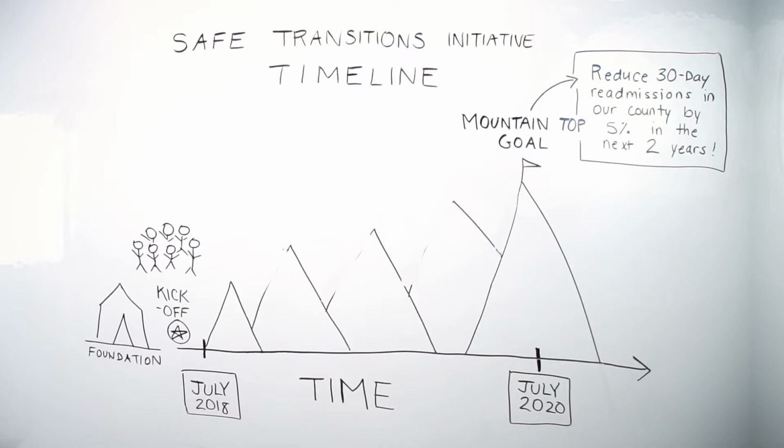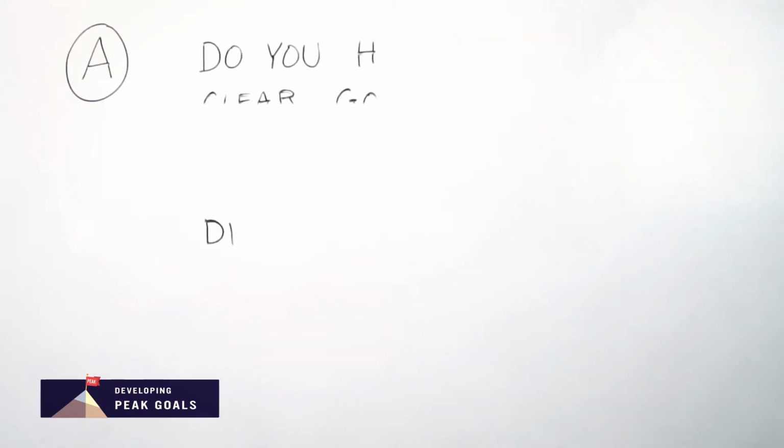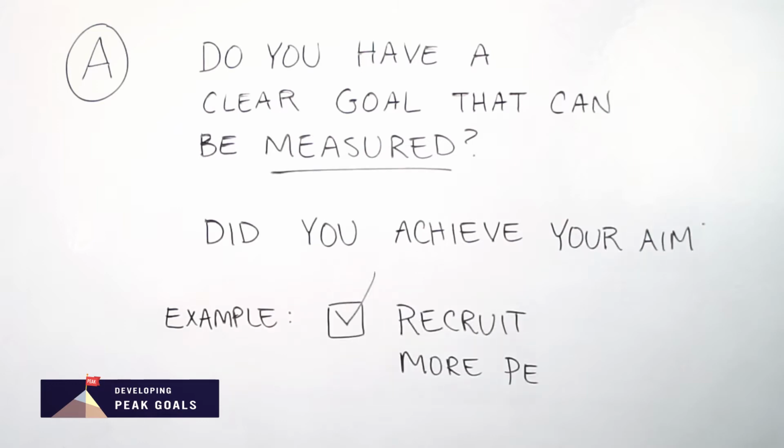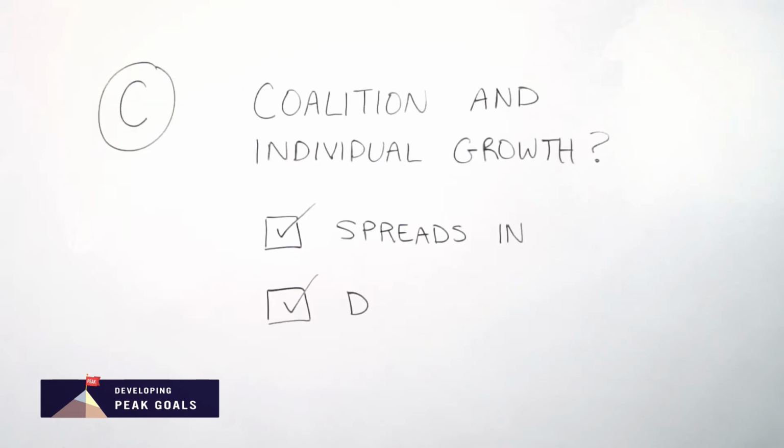Next, determine the interim or peak goals that show your progress toward the mountaintop goal. These peak goals help to show the capacity you've built. In determining your peak goals, consider these 3 guidelines. A. Each peak goal should be clear and measurable. You should be able to see right away if you've met the aim. B. Each peak should build capacity toward meeting your mountaintop goal. C. Each peak shows coalition and individual growth. The initiative is spreading and leadership is being developed.